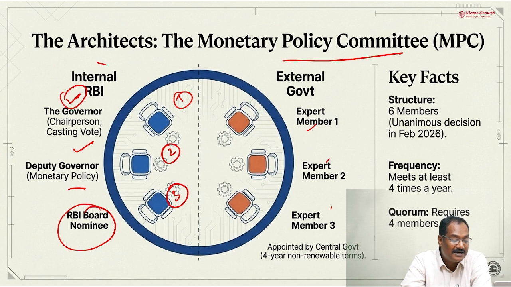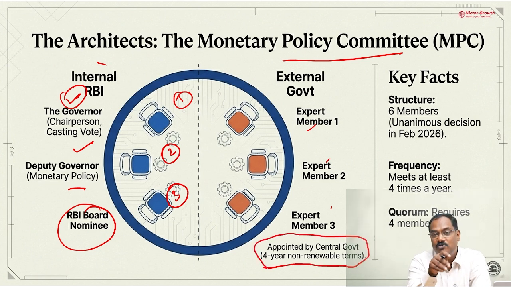Okay, appointed by the central government, 4-year non-renewable term. Very good. That means once you have been on the monetary policy committee for 4 years, you have to get out. So 6 members are there, and they'll take a decision on the voting. Anything they want, they can vote, and the majority will decide.